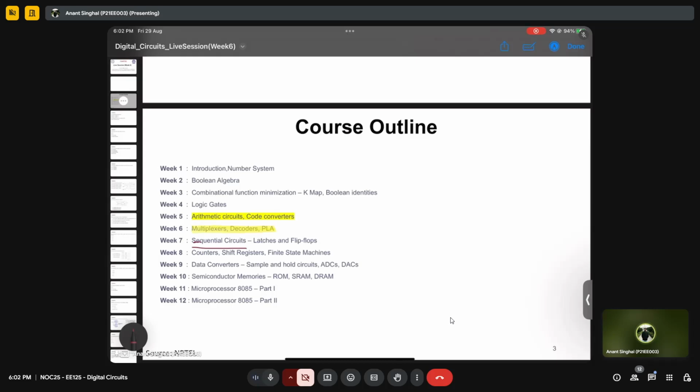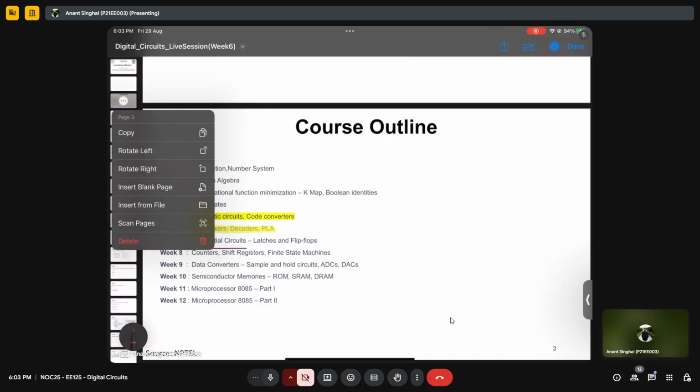I'll let you know the basic difference between combinational and sequential circuits. From this week onwards we'll be starting this very important topic. So I highly recommend that you at least watch the YouTube recording that I upload later if you're not able to attend the sessions regularly. Without further ado, let's start the session.